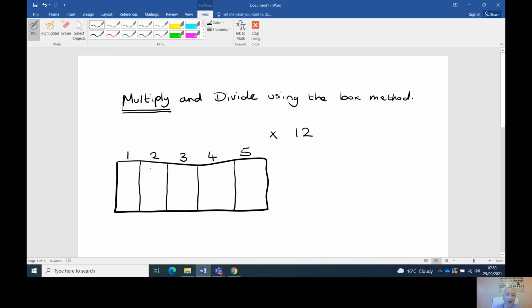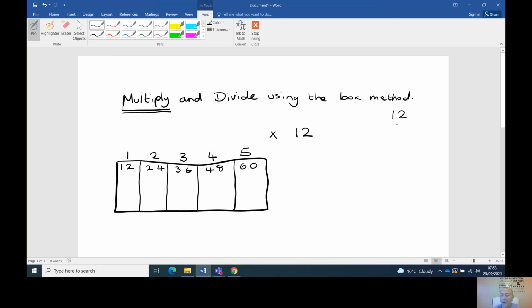So 1 times 12 is 12. 2 times 12 is 24. 3 times 12 is 36. 4 times 12 is 48. And 5 times 12 is 60. Okay, if you're unsure, do your counting.